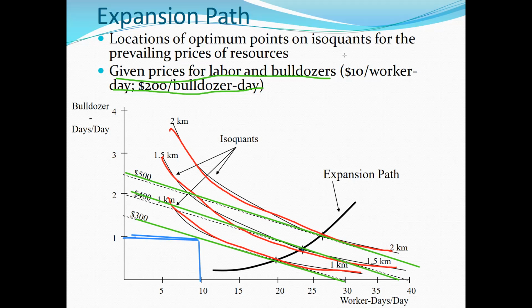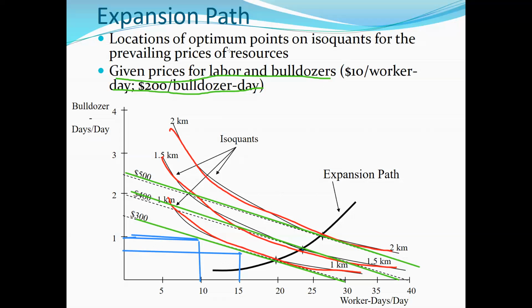Does this blue line give you an idea about what's so special about these green lines that have just been traced out? Any thoughts? Pause the recording if that's something you prefer. So a very good response in the chat: basically these green lines represent all possible combinations of number of workers and bulldozers that cost total $300.